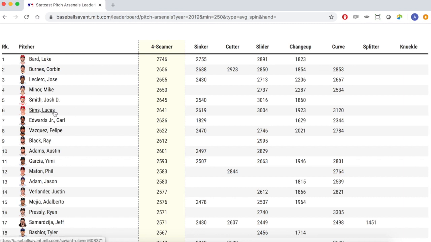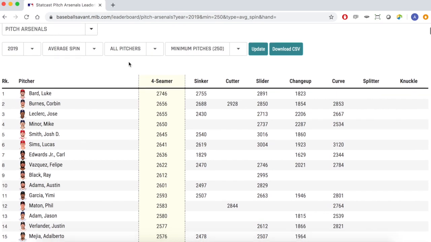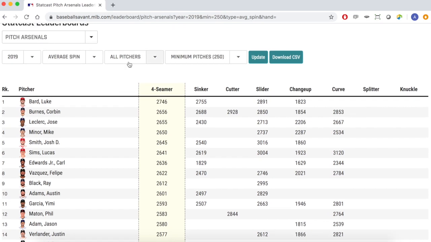These guys aren't necessarily successful or not successful because they have spin. But if you do want to know who's got great spin, total spin, this is an easy way to do it without having to go and make a custom search on the search page.